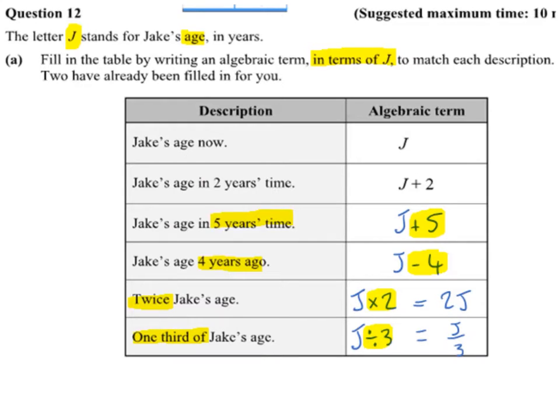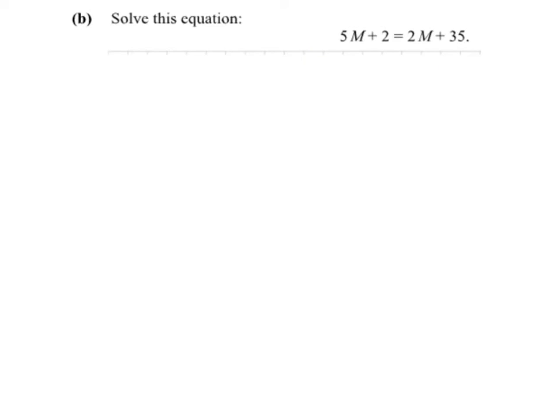1/3 of Jake's age is going to be J divided by 3, which is J over 3, because that line there means divide. If it was 1/4 of Jake's age, it would be J divided by 4, which would be J over 4. If it was 1/5 of Jake's age, it would be J divided by 5, which would be J over 5, etc. Part B, solve this equation.